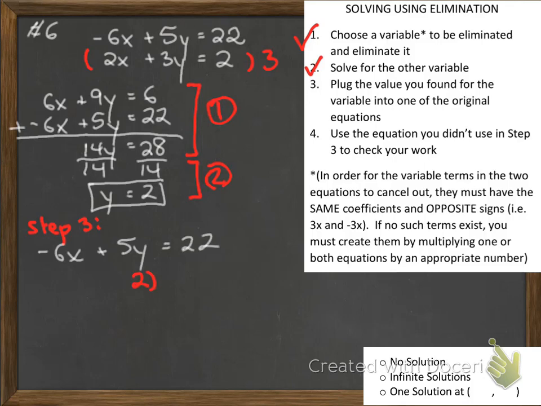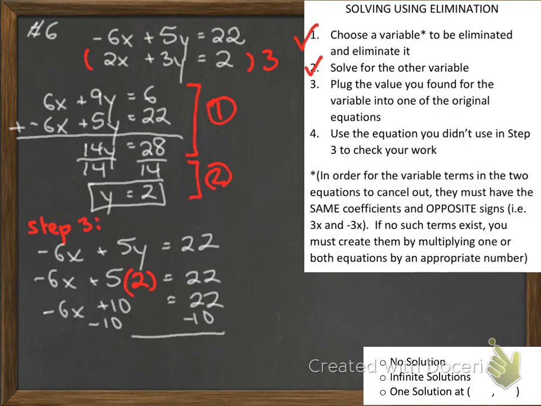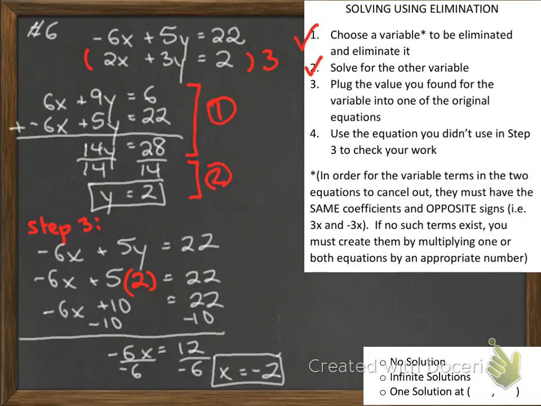And we said that y was equal to 2. So I have negative 6x plus 5 times 2 is 22, or negative 6x plus 10 is 22. We subtract 10 from both sides. We get negative 6x equals 12. We divide both sides by negative 6, and we get x is equal to negative 2. Okay, so right now, it looks like x is negative 2, and it looks like y is positive 2.